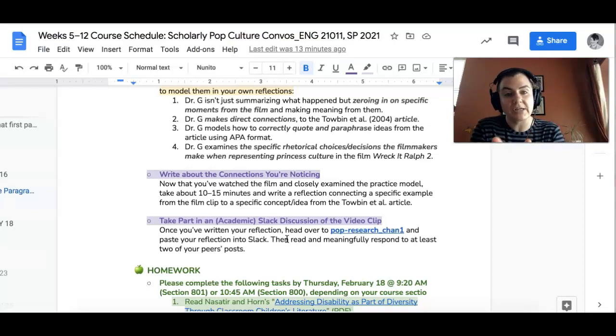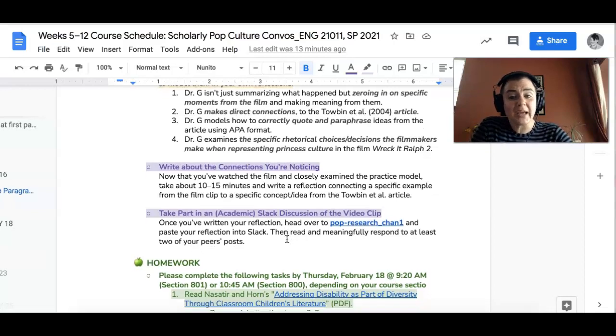So maybe they mentioned something like a connection to the Tobin piece and you can say, yeah, I see what you're saying here. Did you also notice how the thing that you're mentioning, that Tobin et al. also talk about this, or there's something you're talking about that Tobin et al. observe that I'm seeing in the film? Did you notice this as well, right? So it's kind of like engaging in that conversation and getting excited about the connections that your peers are making, okay? So there's that. That's what we're doing in class today.